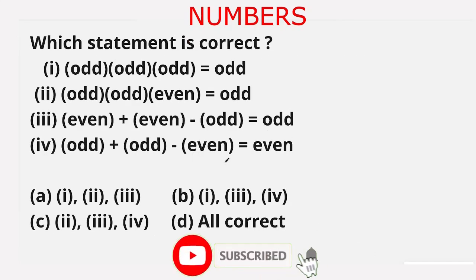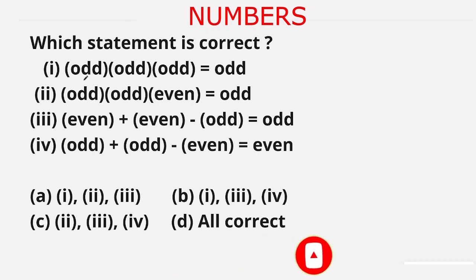Our question is, which statement is correct? Statement 1, odd multiplied by odd equal to odd. Statement 2, odd multiplied by even equal to odd. Statement 3, even plus even minus odd equal to odd. Statement 4, odd plus odd minus even equal to even.